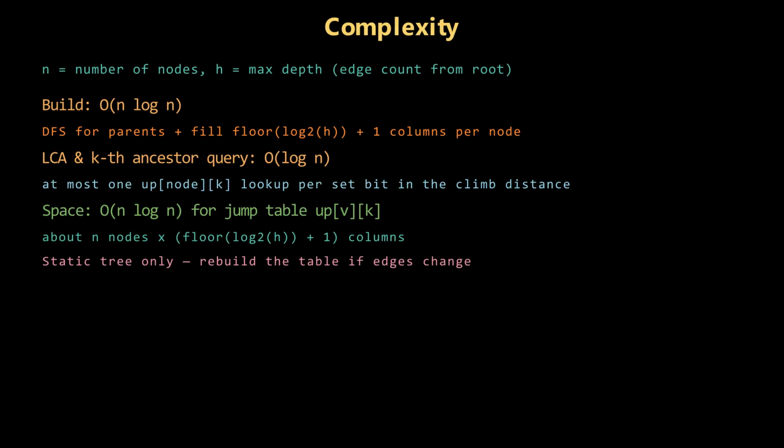Let n be the number of nodes in the tree and h the maximum depth. Preprocessing is order n log n: 1 depth first pass for parents, then we fill about log n columns for every node. Each LCA or KTH ancestor query is order log n, at most 1 table lookup per set bit. Space is order n log n for the jump table. The tree must stay static while we query; rebuild if edges change.